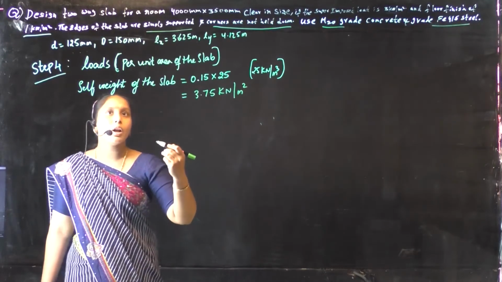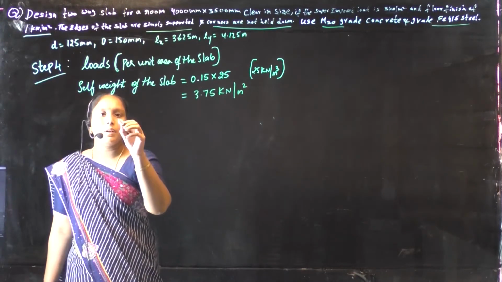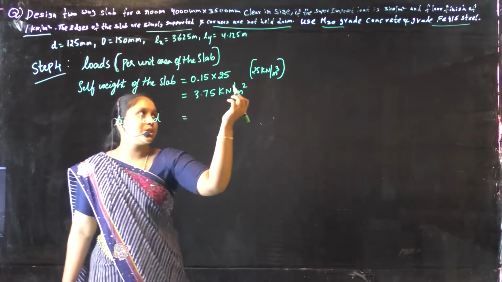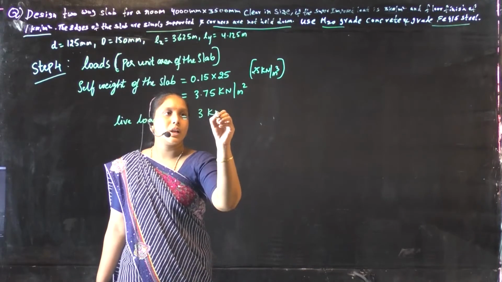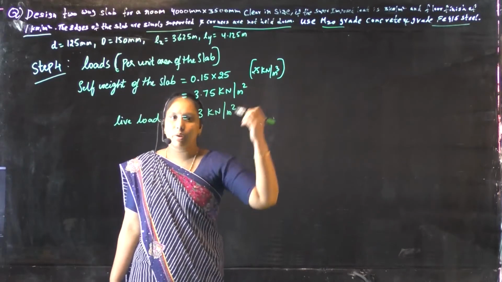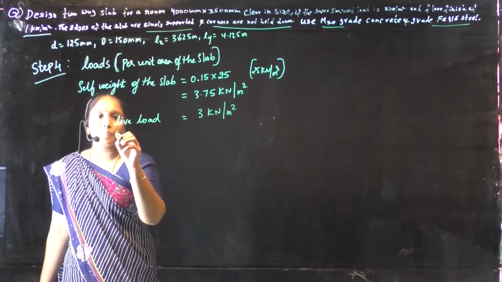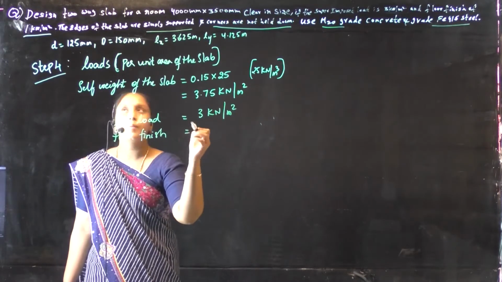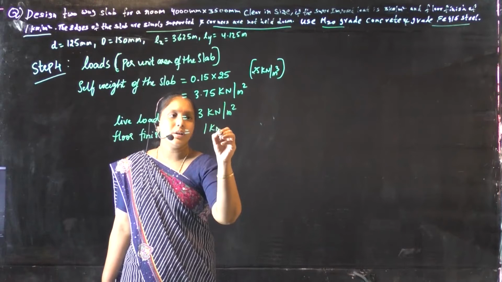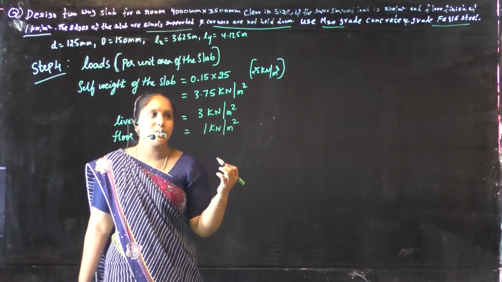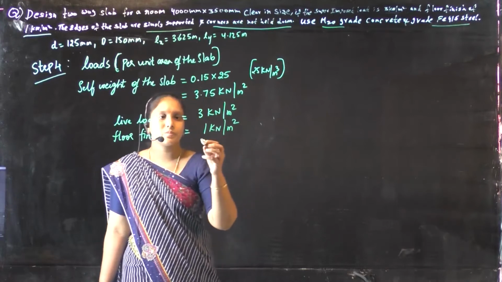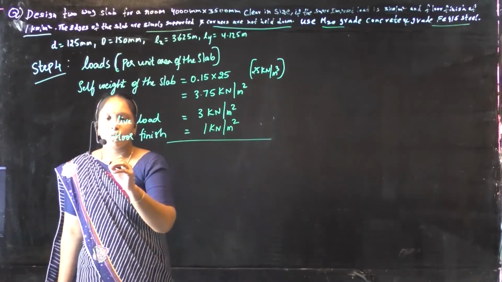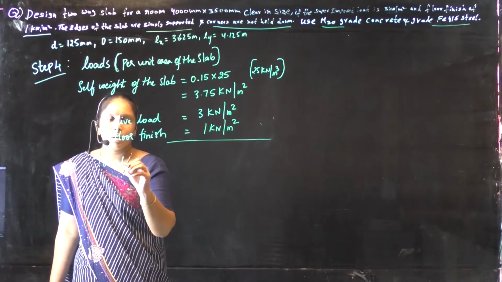And what all are the loads acting on the slab? An imposed load, that is a live load is acting, which is how much? It is 3 kilonewton per meter square, which is given in the question. And a floor finish of 1 kilonewton per meter square is also acting on the slab. Now what we have to do? We have to calculate the total load.